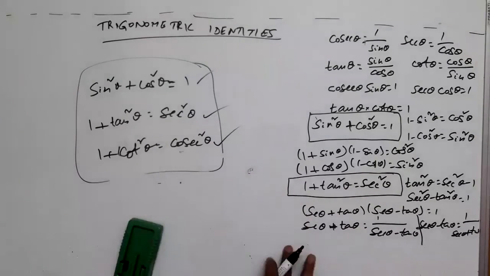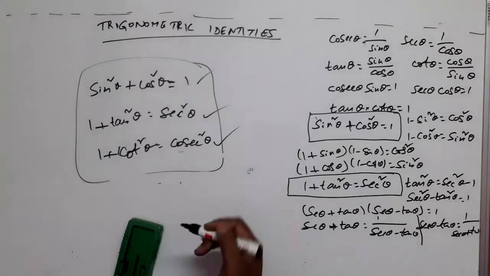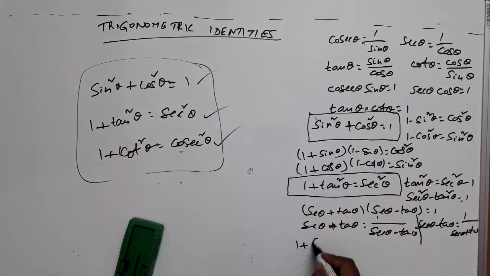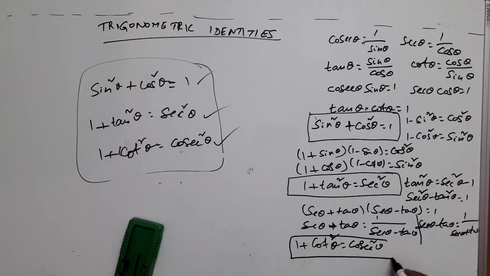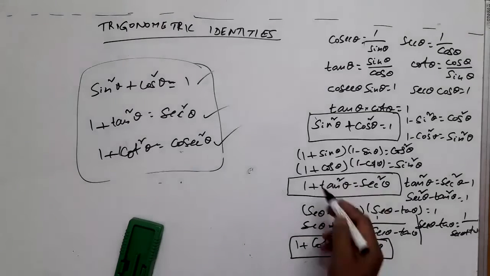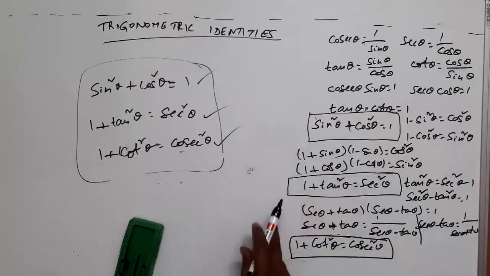In the same way I am writing, 1 plus cot square theta is cosecant square theta. This is the third identity we are having. You are supposed to remember these identities. Sin square theta plus cos square theta is 1. 1 plus tan square theta is equal to secant square theta. 1 plus cot square theta is cosecant square theta.